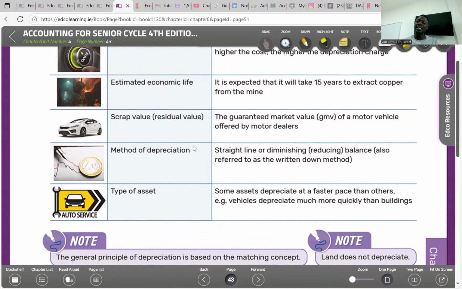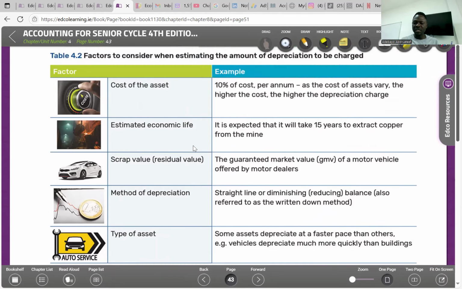And the last thing to put into consideration is the type of assets. There are some assets that depreciate at a faster pace, and there are some assets that depreciate at a slower pace. For example, buildings do not depreciate at a faster pace, but equipment like cars and vehicles depreciate at a faster pace. So this is also what you have to put into consideration when you want to calculate depreciation.